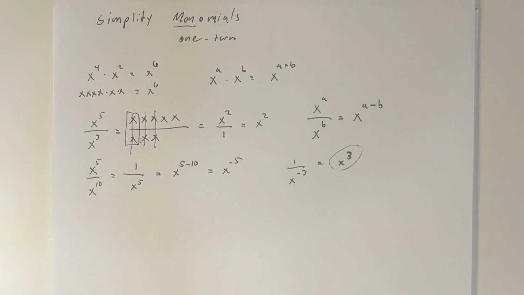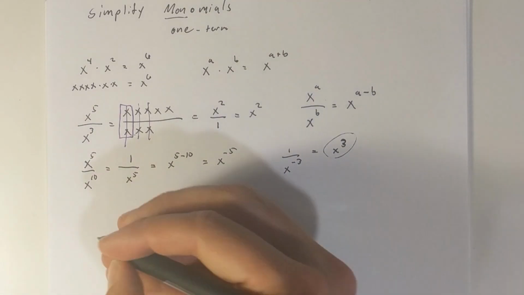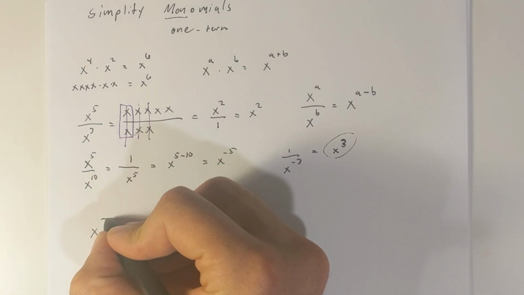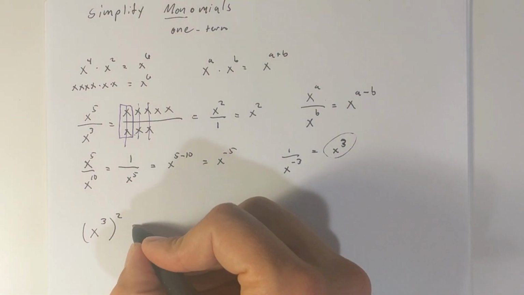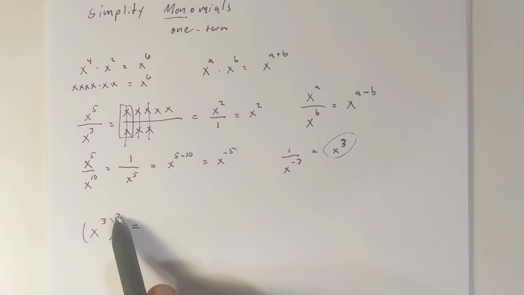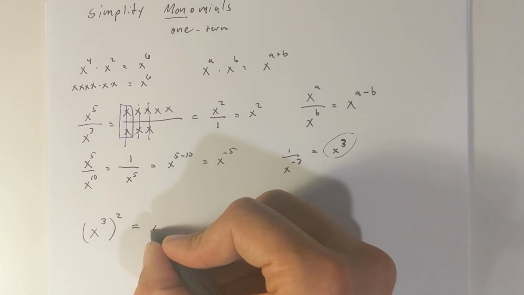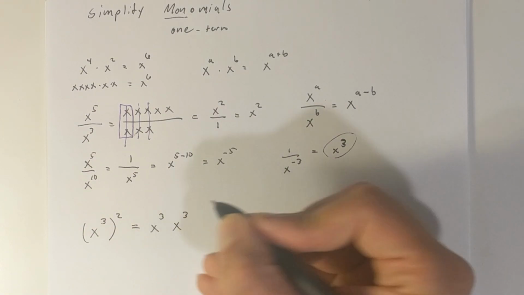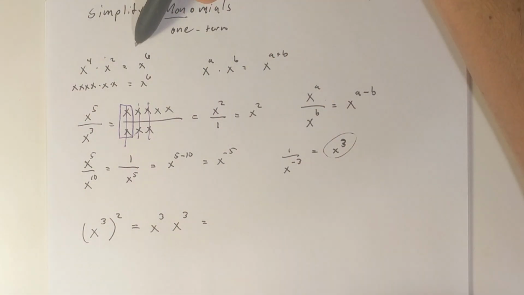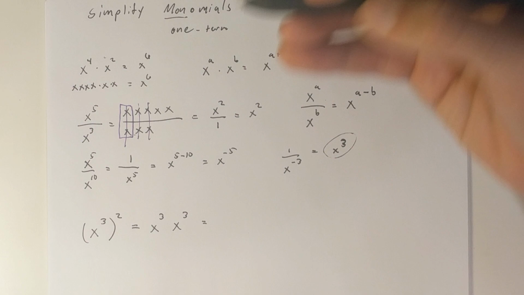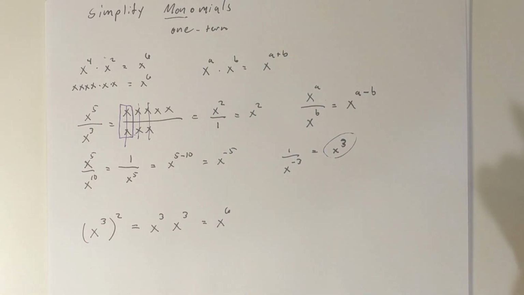All right, last property. Let's do, what if I have x cubed that's also squared? Well, let's just write this out. If I'm squaring something, that means I have two of them. So in fact, I have 2 x cubed, which, going back to our original property, is just x cubed times x cubed, which we understand as x to the 6th.